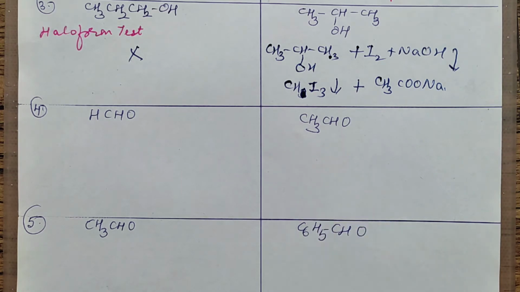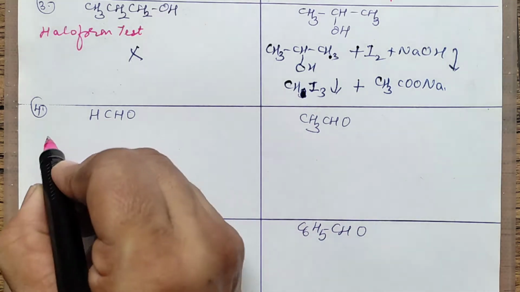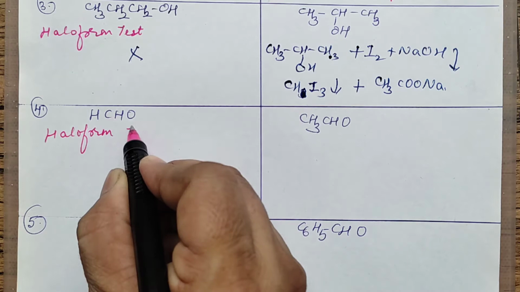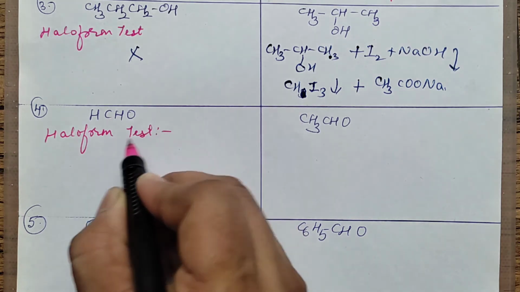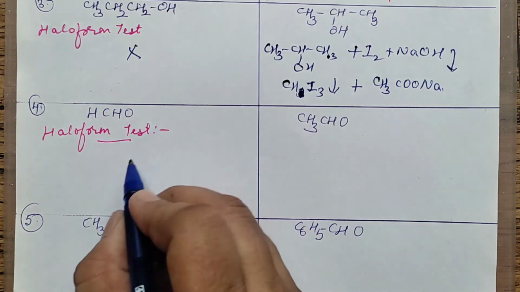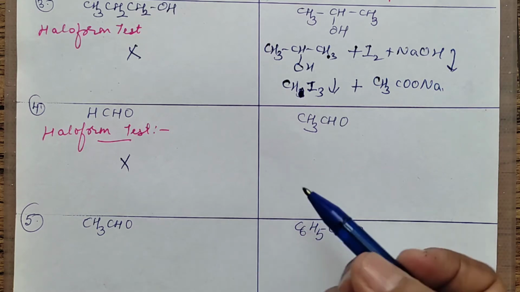I told you while teaching aldehydes that among aldehydes only the 2-carbon aldehyde, acetaldehyde, will give the haloform test. Surprisingly, there are many questions where the answer is only the haloform test. So for formaldehyde, no, it will not give. You cannot use any test involving the aldehyde group because both are aldehydes.